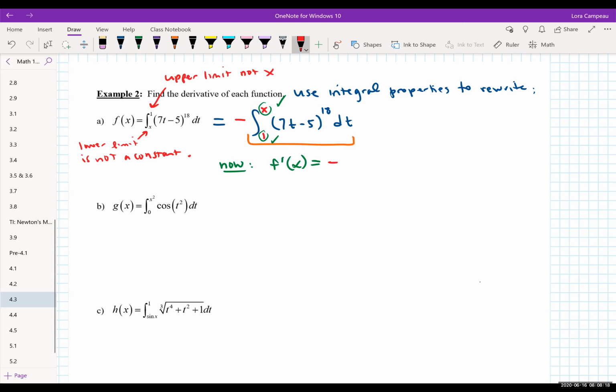And then the derivative of this integral in this format, all we do is take the inside. So that's 7. Instead of t, we're going to write x: 7x minus 5 to the 18. And the fundamental theorem of calculus part 1 allows us to finish off that problem. So now we're done. So keep in mind, whenever you're not in the format that you want to be in, sometimes the properties help, and then I have a couple more to play with to give you an idea of what happens when it gets a little bit rougher.